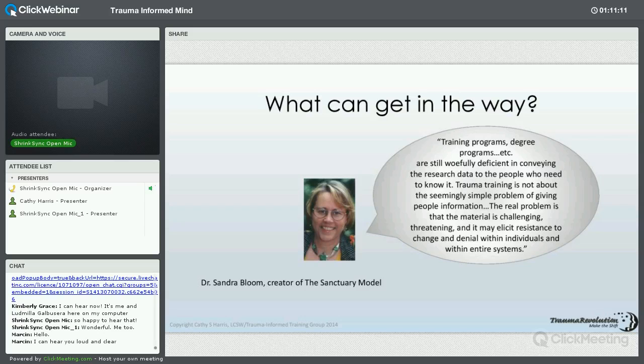I'm going to read what she says because I think it's so very important as to what can get in the way of developing a trauma-informed mind. Training programs and degree programs, etc., are still woefully deficient in conveying the research data to the people who need to know it. Trauma training is not about the seemingly simple problem of giving people information. The real problem is that the material is challenging, threatening, and it may elicit resistance, change, and denial within individuals and within entire systems. So when I'm doing trauma training, I emphasize to people that this is really about changing our hearts and minds about our fellow human.